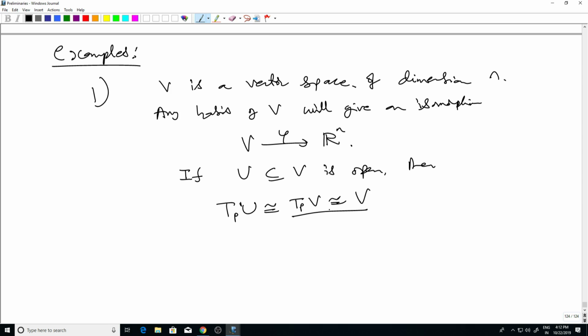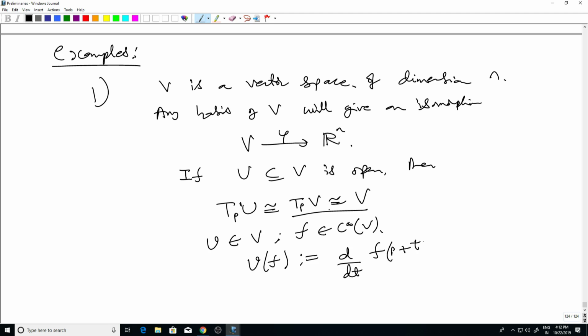So in order to see this, I start with an element V of capital V, and I define a derivation. Let f belong to C infinity of V. So you define V of f. The definition is exactly like in the Euclidean case, d by dt of f of (p plus tv), and then t equals 0.